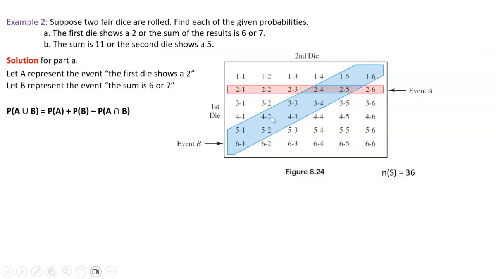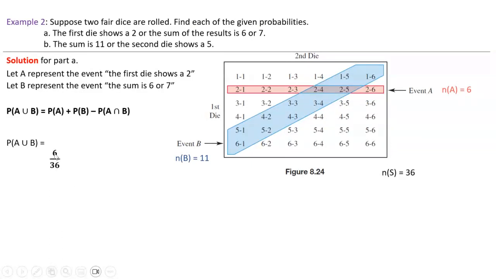So the sample space is 36 because there are 6 rows and 6 columns. So 6 times 6 is 36. Now there are 6 outcomes in event A, and there are 11 outcomes in event B.